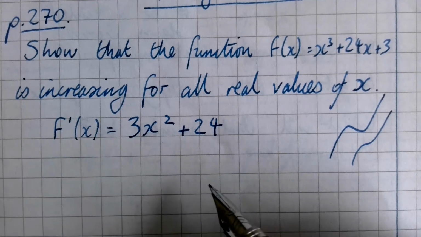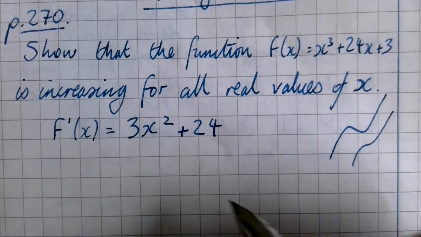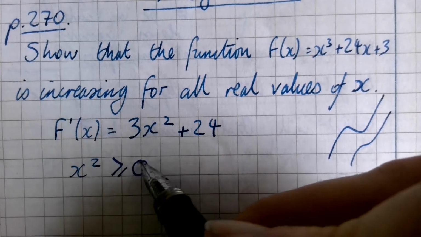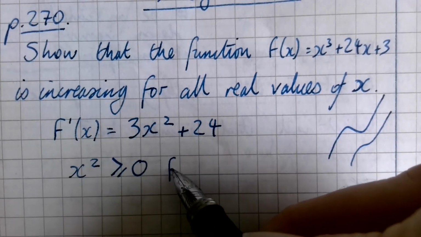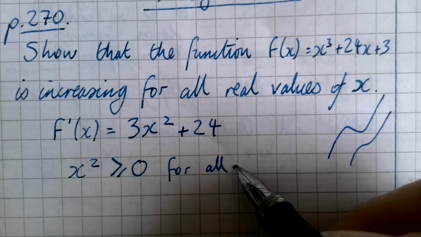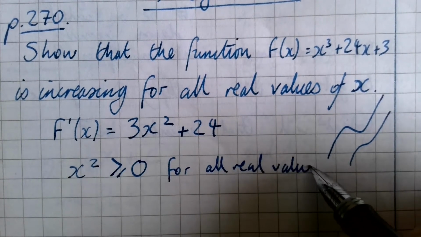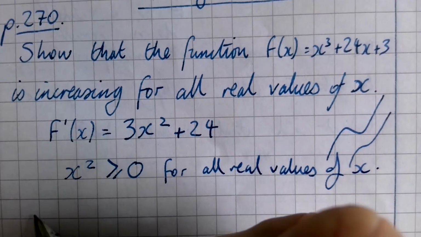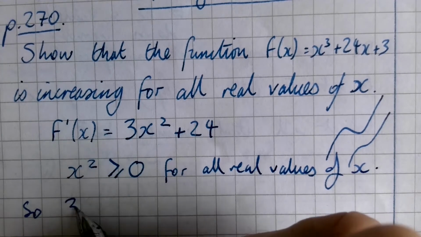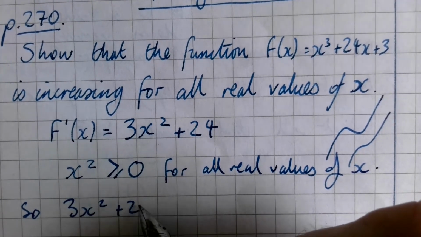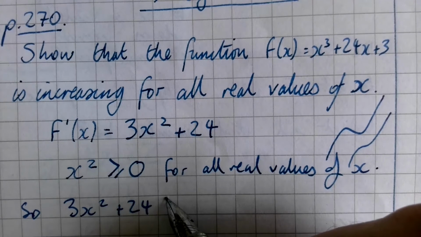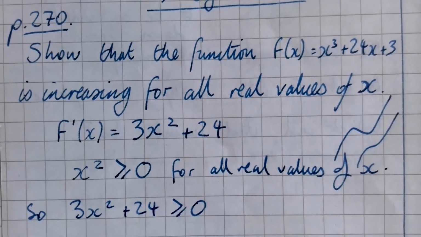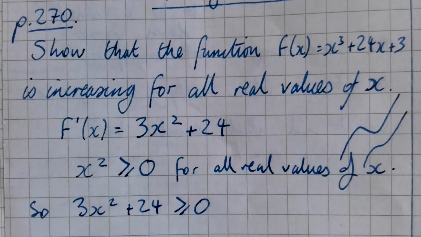Now just to show that this is right, at this point it is important that you write that x squared is always bigger or equal to 0, and we can't just write that, we need to write for all real values of x, and therefore 3x squared plus 24 is always going to be bigger than 0 as well, because all we're doing is multiplying that number that's bigger by 0 and adding a bit more to it.